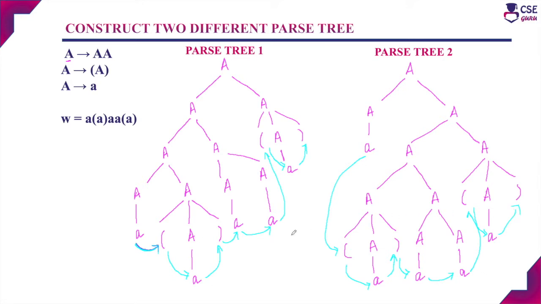So if you are checking here, there are two different parse trees or derivation trees we have constructed for the given string: A open bracket A close bracket A A open bracket A close bracket. So we can conclude that the given grammar is an ambiguous grammar.